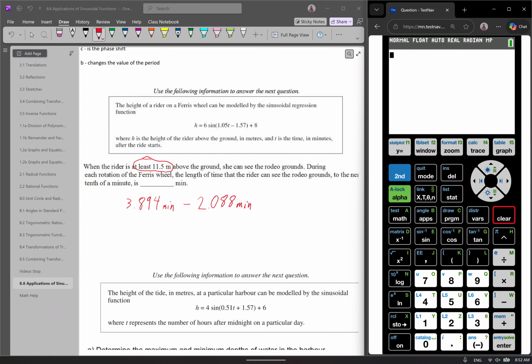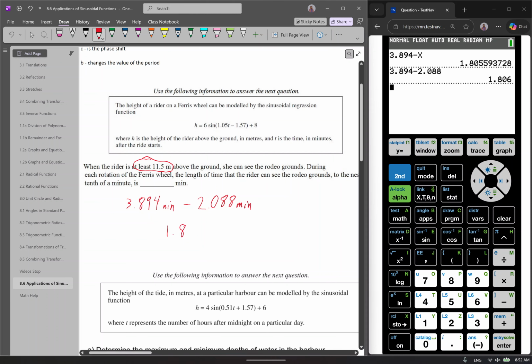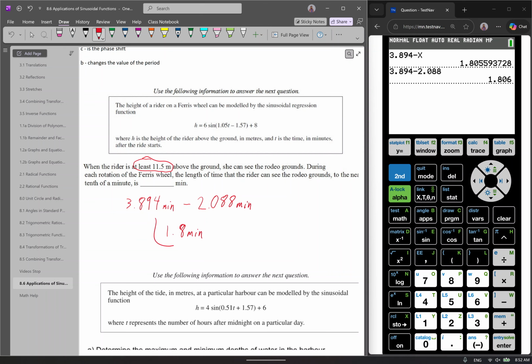So I'll give you a little bit of a trick. 3.894 for the first one minus x, where x is what the graph reported as 2.088. So if I put in minus x, that x is the 2.088, we can press enter and get a number. Just for your curiosity, that is the same number we would get otherwise, except that the x actually keeps all of the digits of precision. Okay, so we get 1.8, and it just rounds to that, minutes, as our final answer.